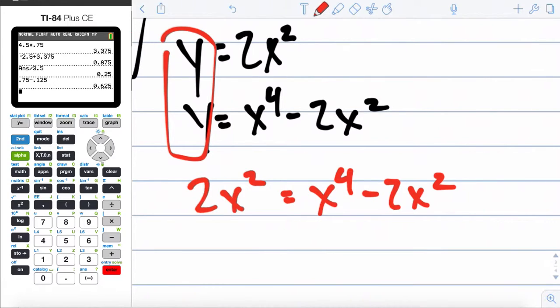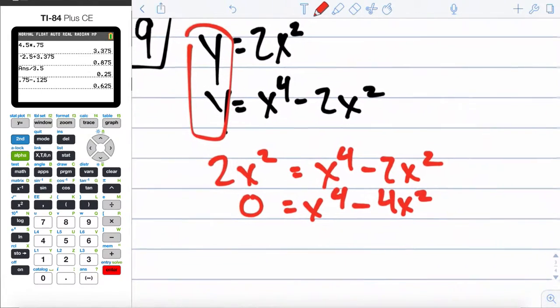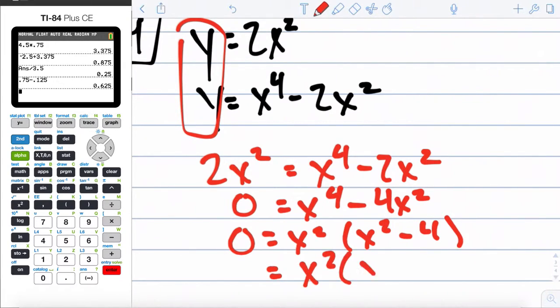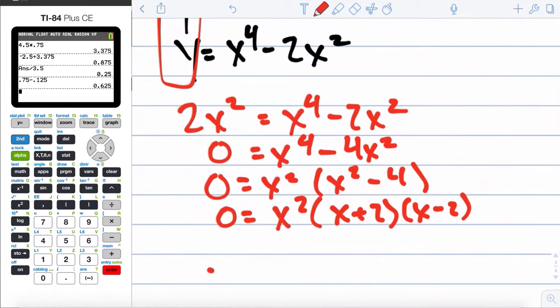Then I bring everything to the same side, and I get x to the 4th minus 4x squared. I can factor out an x squared. I'm left with an x squared minus 4, and then the x squared minus 4 factors as x plus 2 and x minus 2. You got 0 there. So my solutions are x is equal to 0, x is equal to negative 2, x is equal to positive 2.